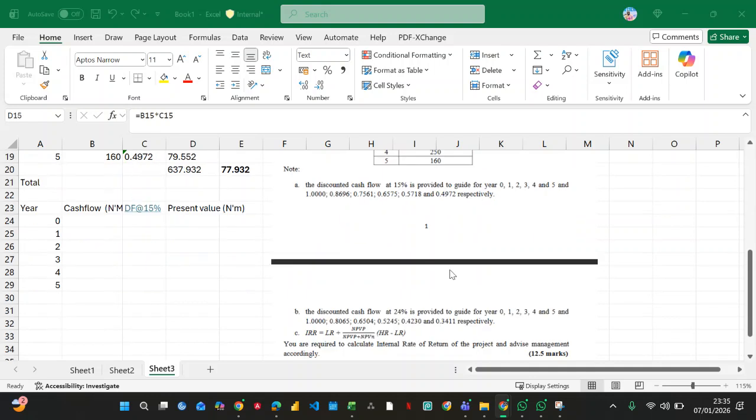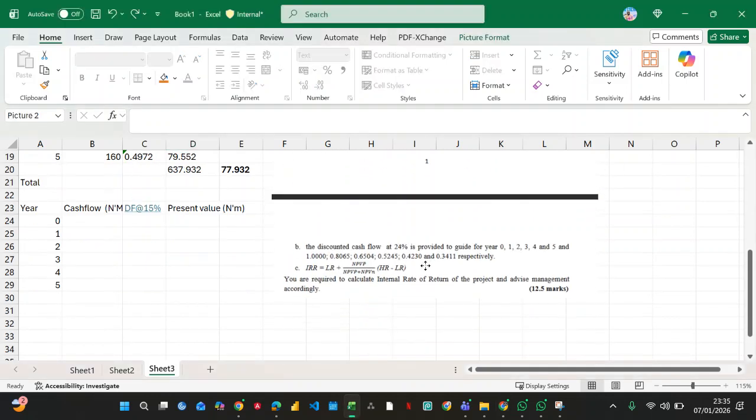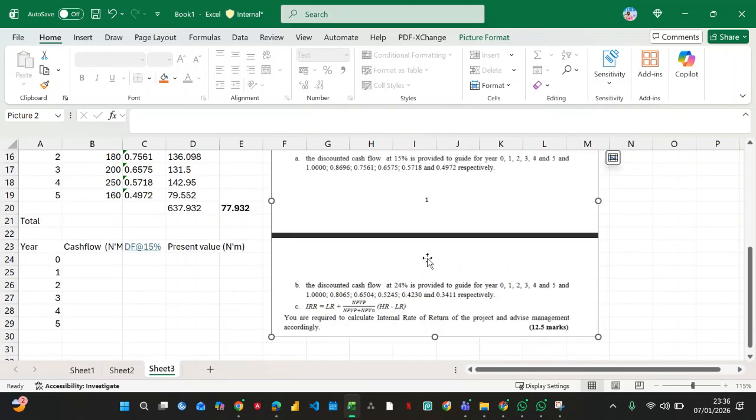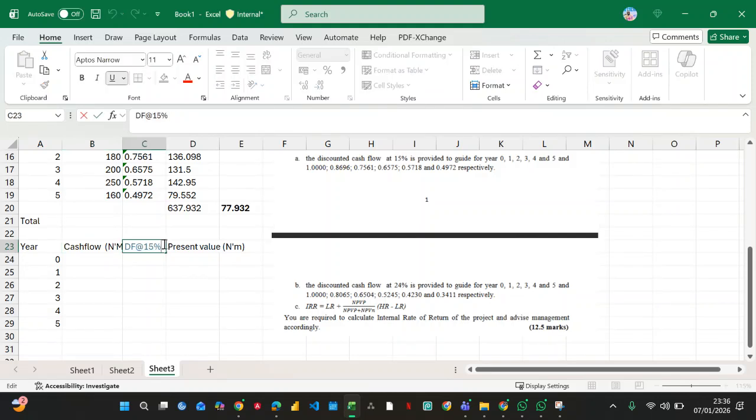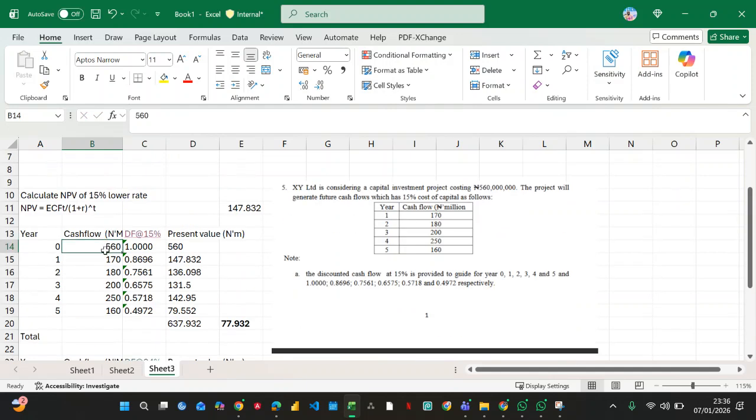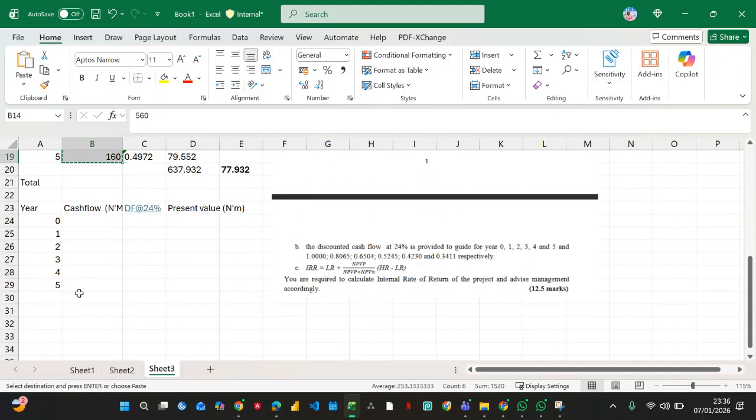I'm talking about this discount factor at 24%, because looking at the question, they gave us the same discount factor for both. Sorry, I don't think these values are the same. Look, these values are different. They are not the same. Maybe I copied wrongly. Sorry about that. Please, can you hold it there?